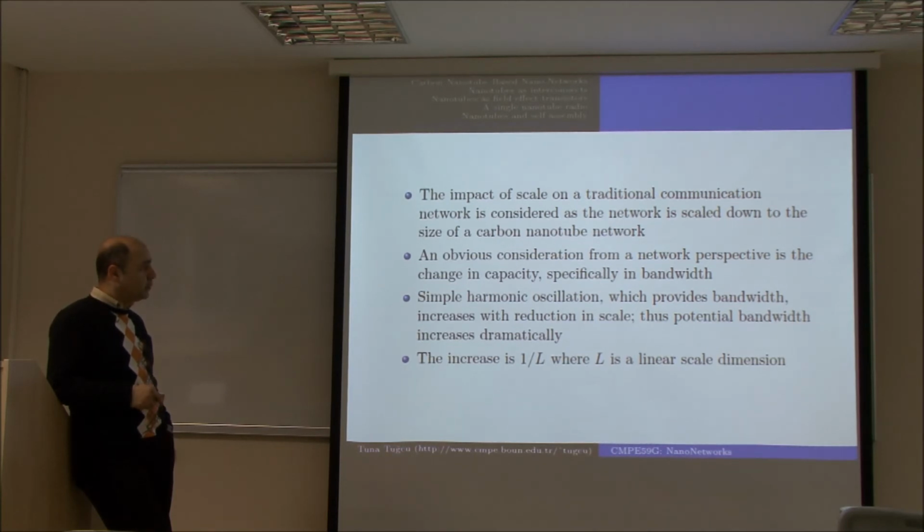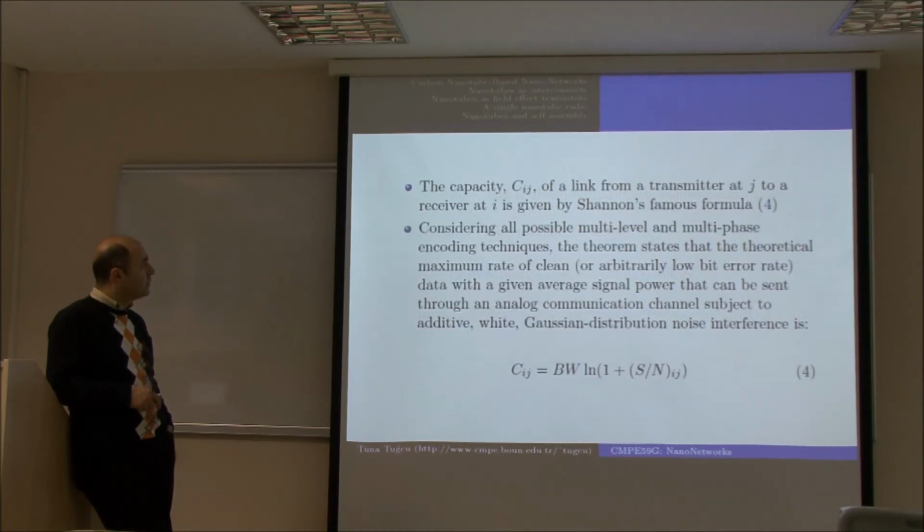So if you look at a simple harmonic oscillation, which will determine actually the bandwidth of our communication, the harmonic oscillations increase with the reduction in scale. So the potential bandwidth will increase since harmonic oscillations are increasing. The frequency will also increase, and you'll be able to achieve higher bandwidth. So the increase is 1 over L, where L is a linear scale dimension. And the capacity now for a link where J transmits to I is given by Shannon's formula, as you know.